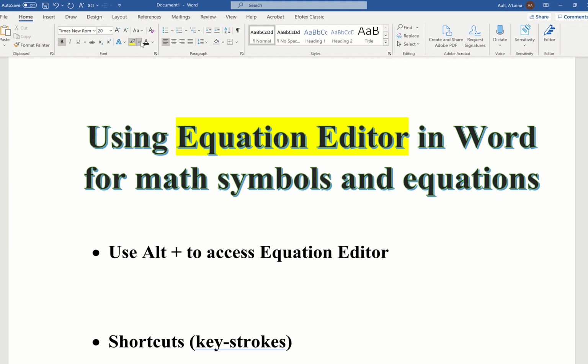So, sorry, I got some noise out here. Let me stop the highlighting.